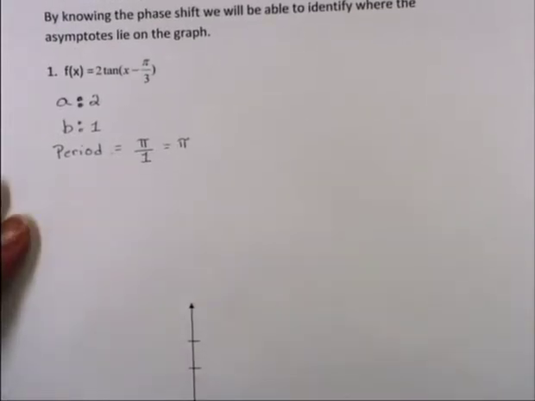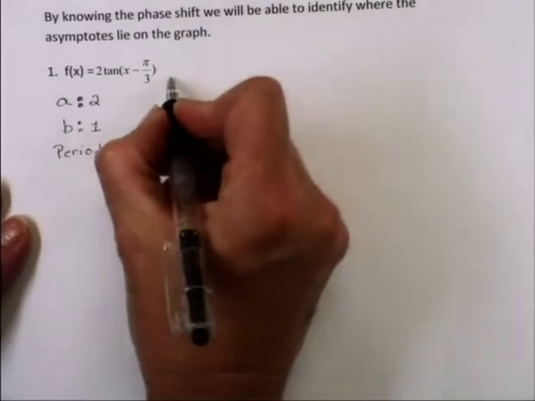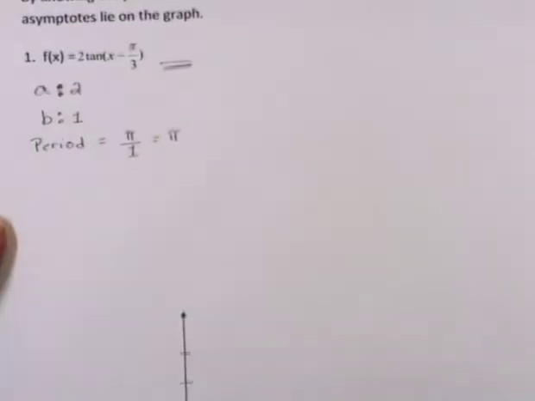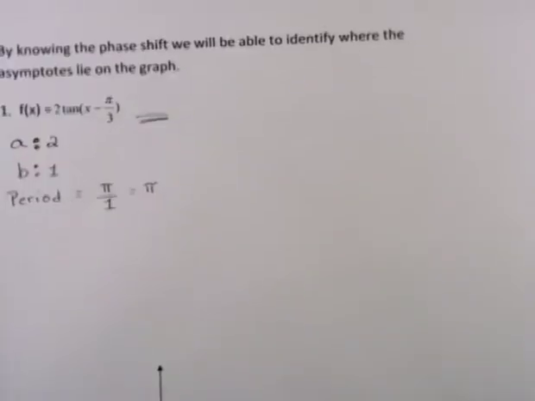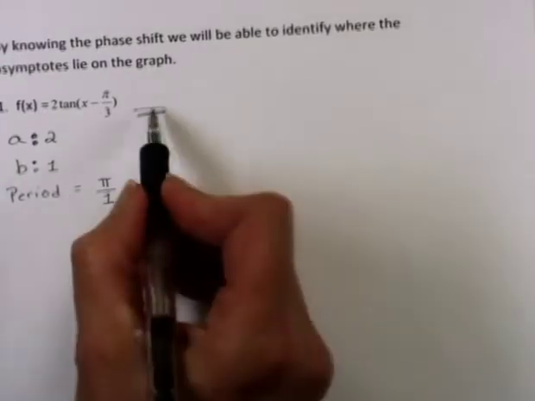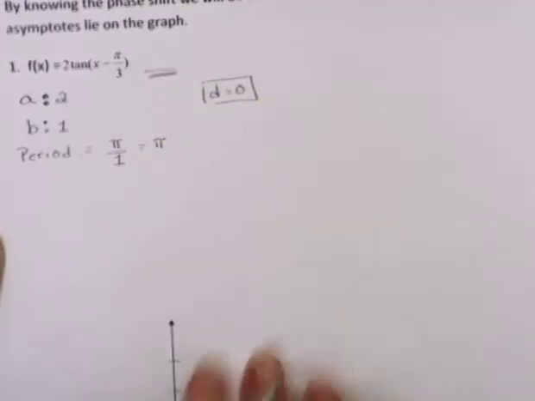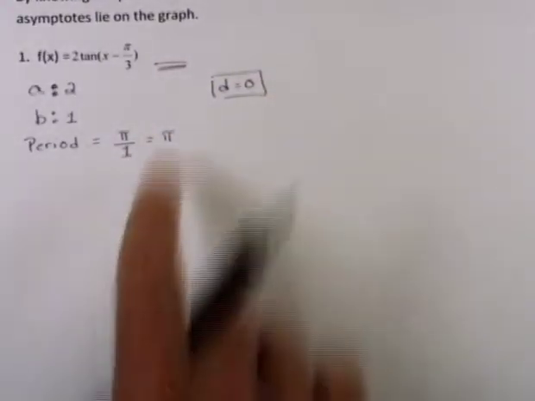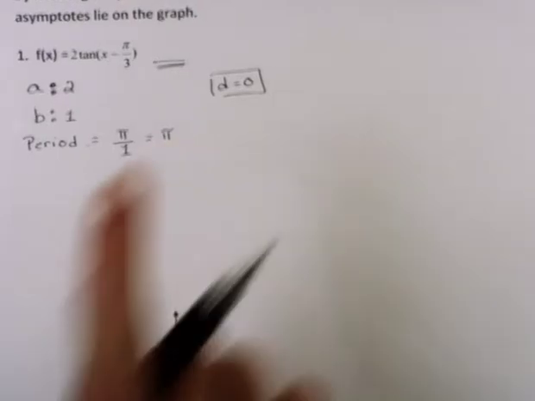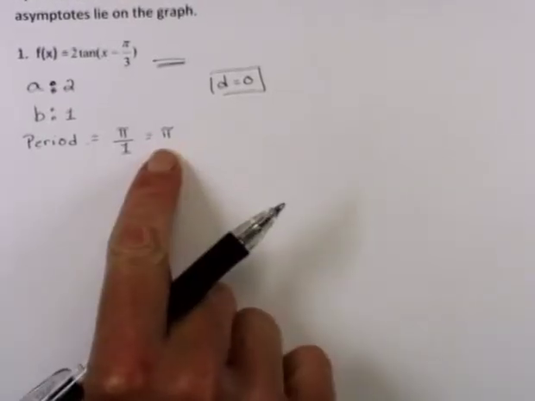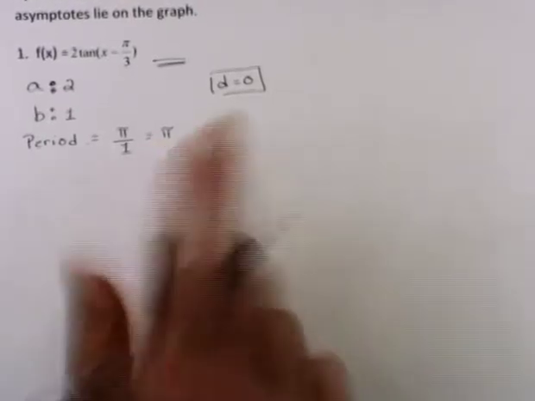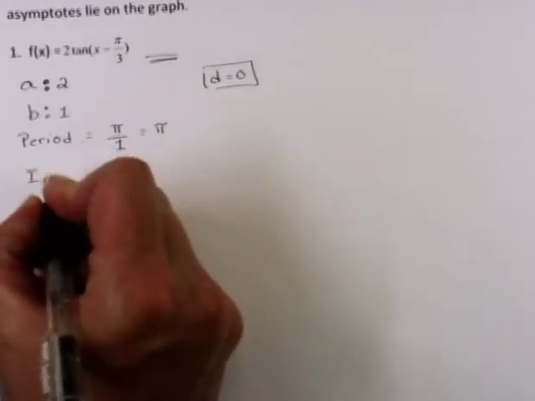Okay, other thing I want to check at this point is there a vertical translation back here? Did I add anything? Did I subtract anything from the function? And the answer is no. So D again is 0. All right, now what I'm going to do is I know my period. I also know how tangent behaves. So I'm going to find those increments without a shift first.